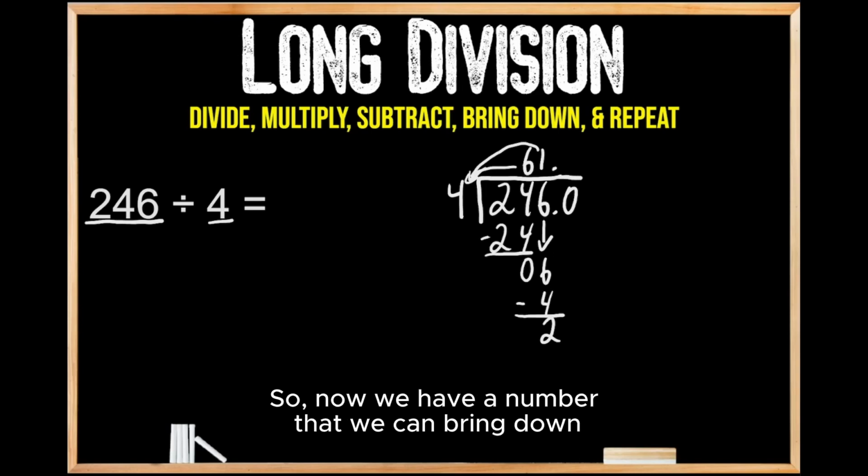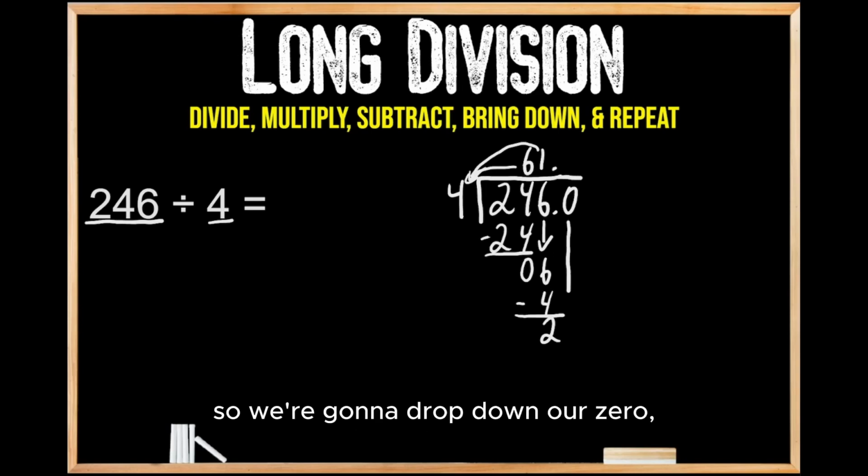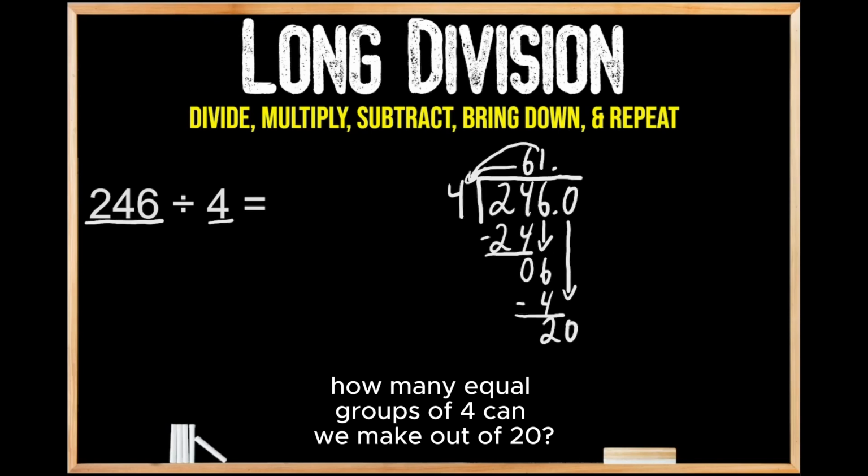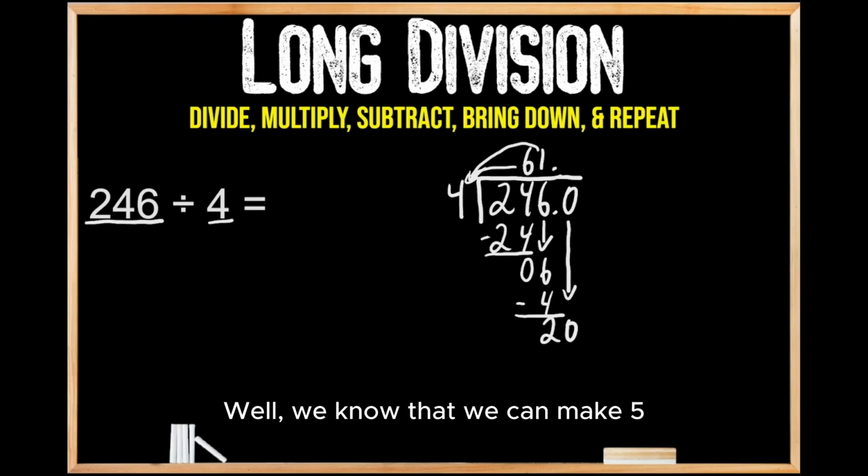So now we have a number that we can bring down. So we're going to drop down our 0. And then now we have 20 when we repeat the division steps. So we're thinking, how many equal groups of 4 can we make out of 20? Well, we know that we can make 5 equal groups of 4 out of 20.